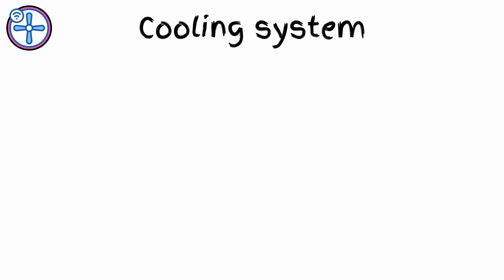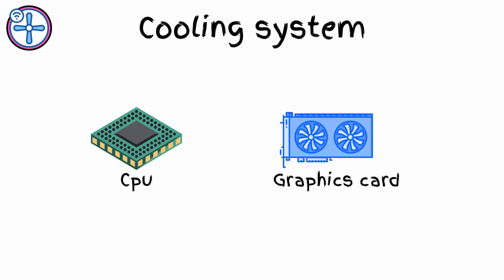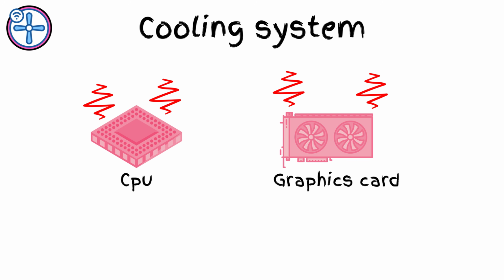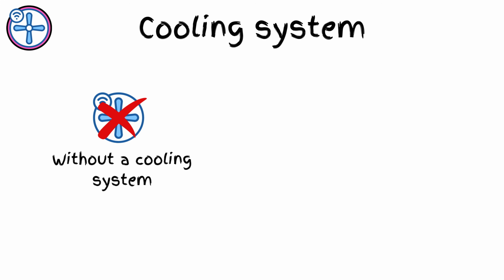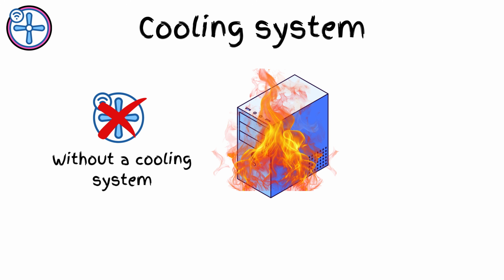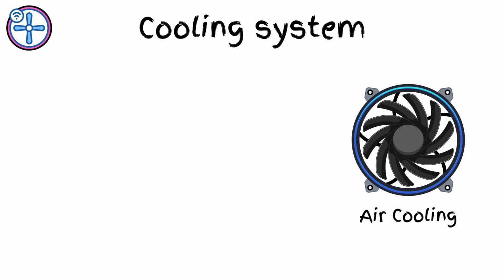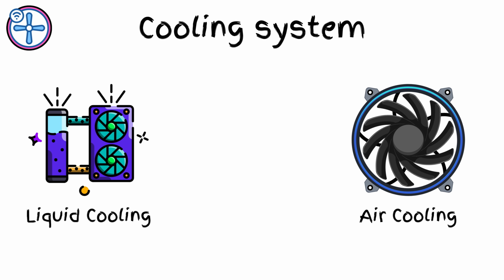Cooling system. Certain parts of the computer, like the CPU and graphics card, generate a lot of heat. Without a cooling system, they could overheat and damage themselves or other parts. Computers can use either air or liquid cooling, each with its own advantages and disadvantages.